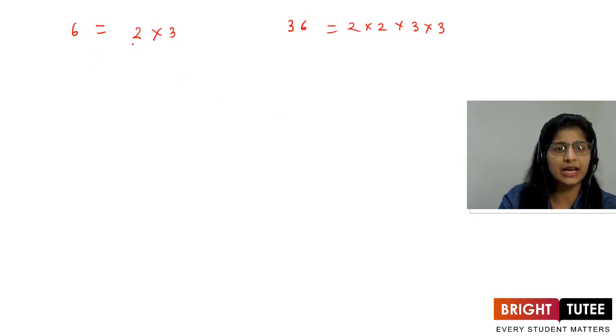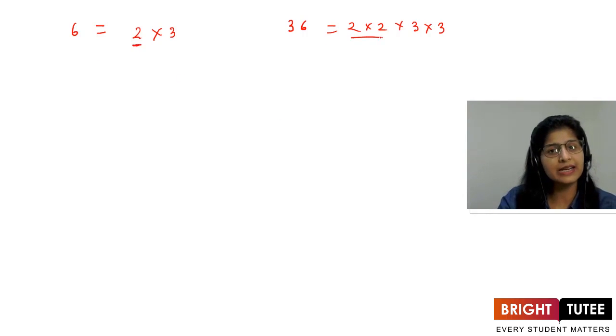2 times. Just see, here 2 is coming 1 time, here it is coming 2 times. Similarly, 3 is coming 1 time here and 3 is coming 2 times here. Let us try with some other number also, and then we will reach some conclusion. If I do it for 8, what will I get?